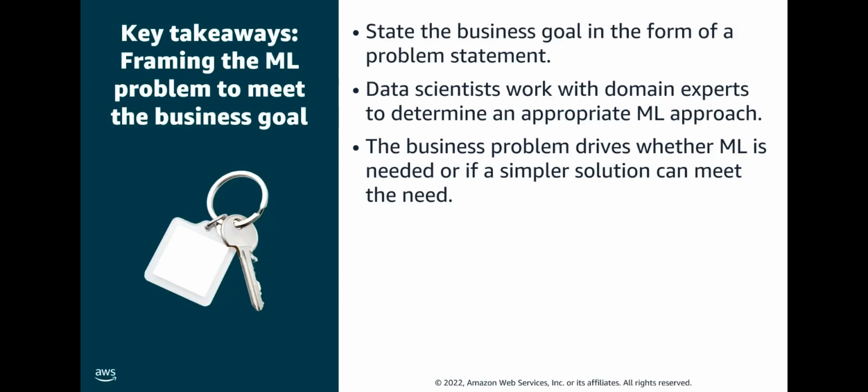Here are a few key points to summarize this section. Working backwards from the business goal helps to ensure that the project is focused on outcomes rather than technology. Data scientists and domain experts work together to frame the ML problem to give them a starting point to collect the appropriate data and use the correct type of algorithm.